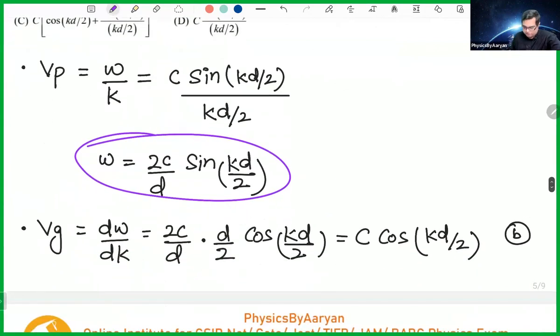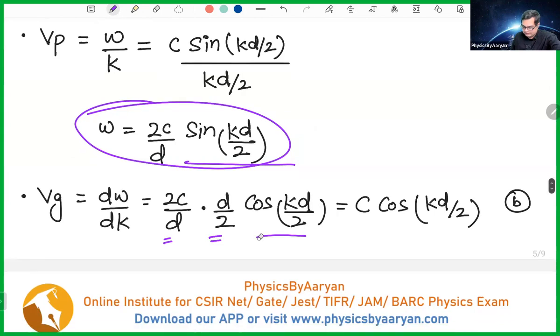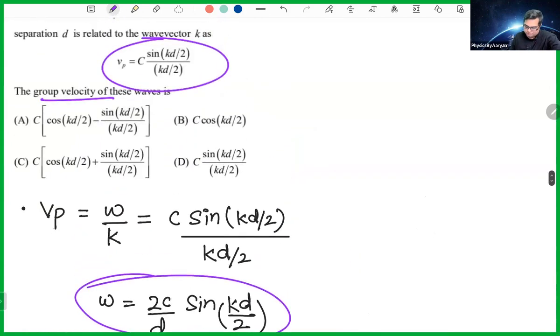And then all I have to do is group velocity is d omega by dk. So I just need to differentiate this. I will get 2c by d, and if I differentiate this, I will get d by 2, and then differentiation of sine is cos. The d by 2 can cancel, and the final result that you get is c into cos kd by 2, which is your option number B.